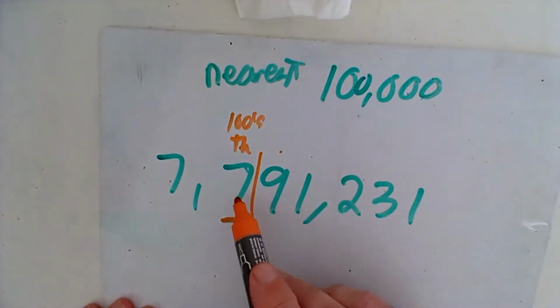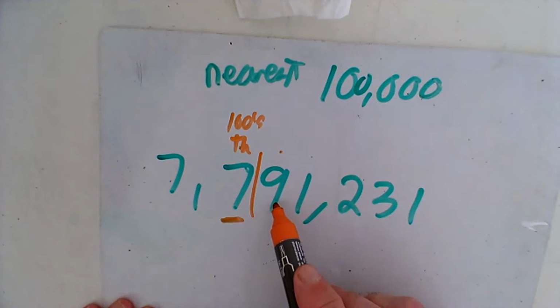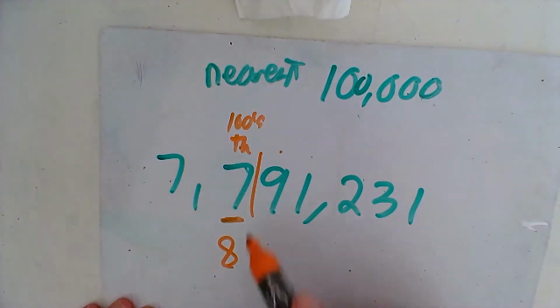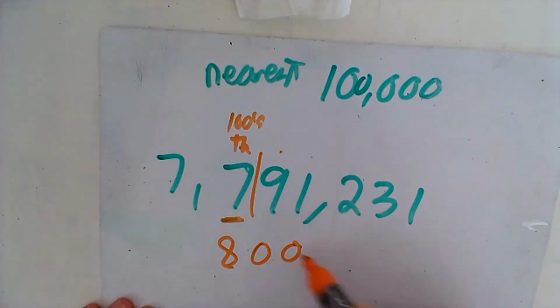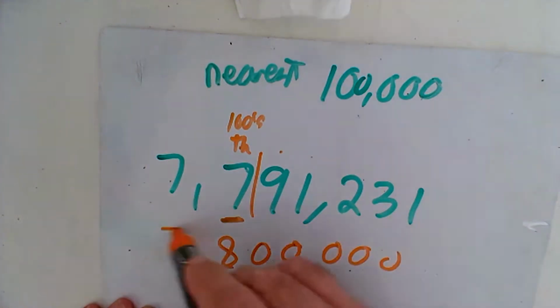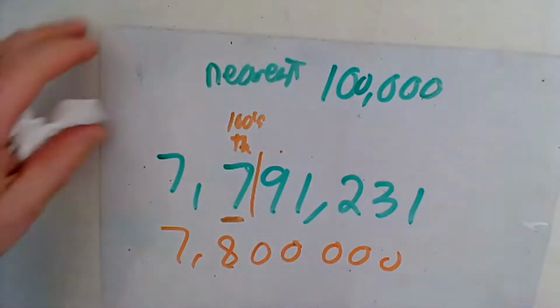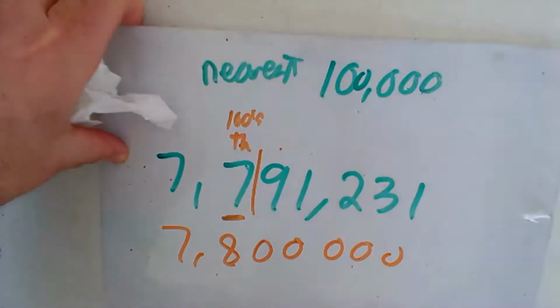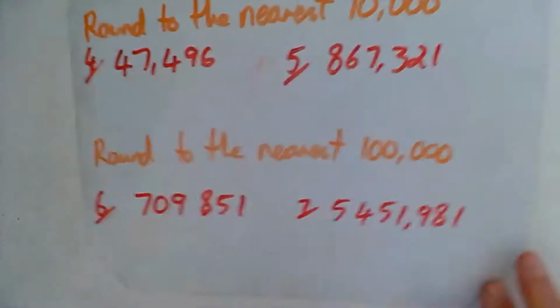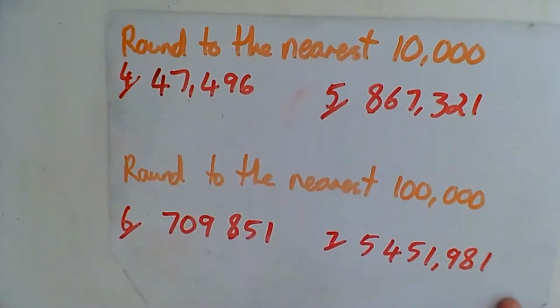Does the 9 affect the 7? Yes, it does. So the 7 becomes an 8. Then all my other numbers on this side get replaced by zeros, and that number stays the same because it's unaffected. So 7,791,234 to the nearest 100,000 is 7,800,000. Right, have a go at these, and then we will move on to decimals.